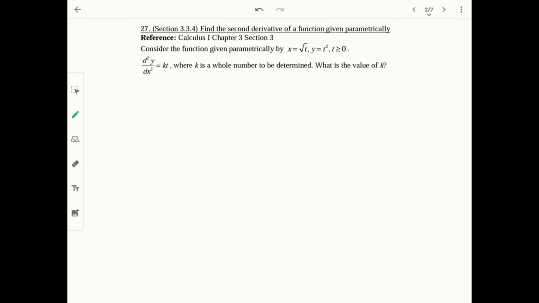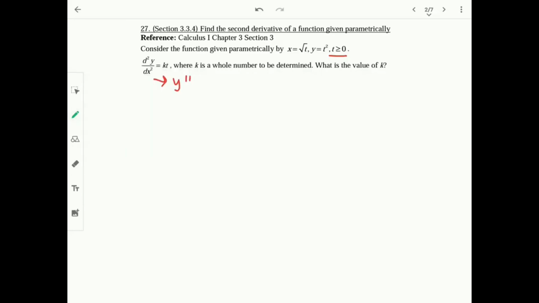By doing question number 27 as an example, I'll give you guys a few seconds and you can solve. Let's solve it together. Consider the function given parametrically by x equals square root of t, y equals t squared, t greater than or equal to 0. Why have they given us this? Because it's in square root, so obviously t has to be greater than or equal to 0. d squared y over dx squared, or y double prime, is equal to kt, where k is a whole number to be determined. What is k?